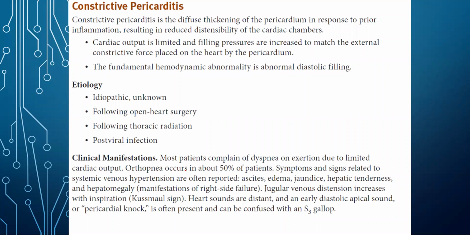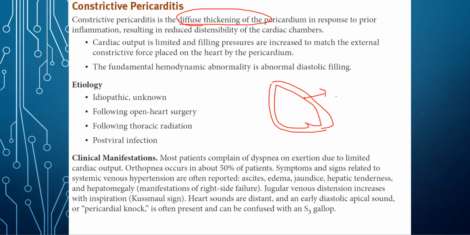The next is constrictive pericarditis. Now, this is not quite commonly asked in the exam, but remember one thing: constrictive pericarditis means the pericardium has diffuse thickening, usually in response to some previous inflammation. So again, if this is the heart and that's the pericardium, obviously when your heart is relaxed or getting dilated, the pericardium also relaxes. But if your pericardium or outside layer is very stiff or thickened, what will happen? The heart will not be able to distend properly, and again, you might get a diastolic failure in this patient.